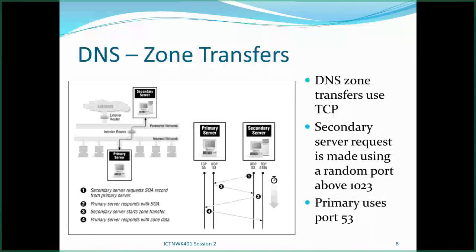Now, in that example here, it's using TCP. It doesn't try to do this using UDP at all, because it's talking between two servers, it wants reliable communication. The request is the client. So in this example, the secondary server is the client, so it will be using a random port above 1024, and the primary server will be listening on port 53 and responding on port 53.